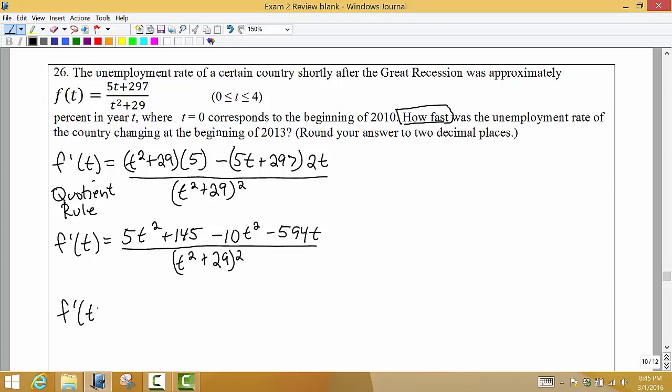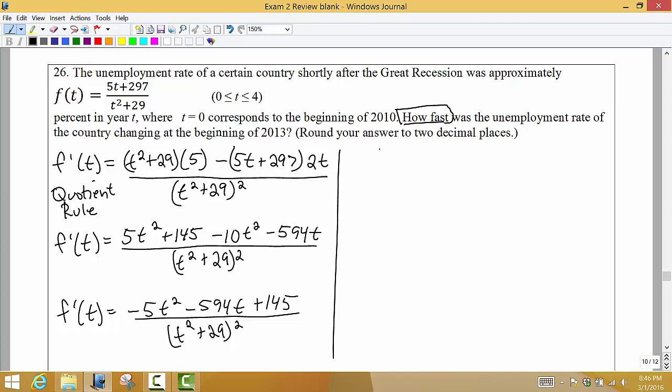Simplify just a little bit more. 5t squared minus 10t squared is negative 5t squared. Combine my like terms where I can. This doesn't have a like term, and neither does 145. Alright, so this is our rate of change of the unemployment rate with respect to time.